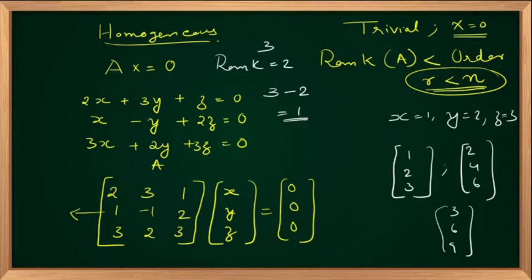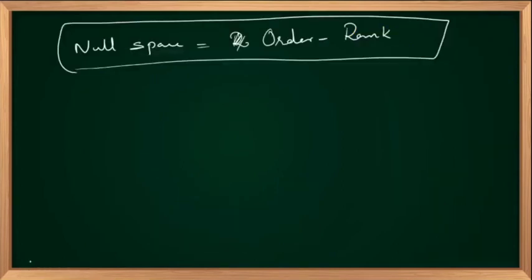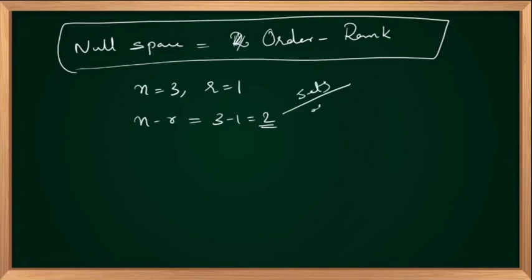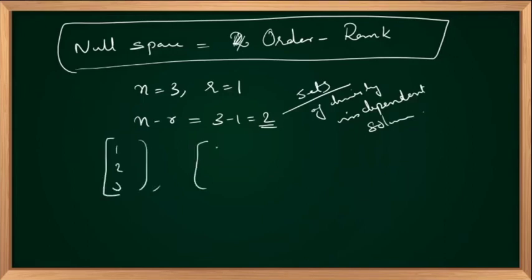Now I'll consider a case where the rank is equal to 1. Suppose I have the case where the order of the matrix is 3 and the rank is equal to 1. So what will be the null space? Null space will be n minus r equal to 3 minus 1 equal to 2. Correct? It implies there are two sets of linearly independent solutions. Suppose I assume one set to be 1, 2, 3 and another set to be 2, 1, 0.